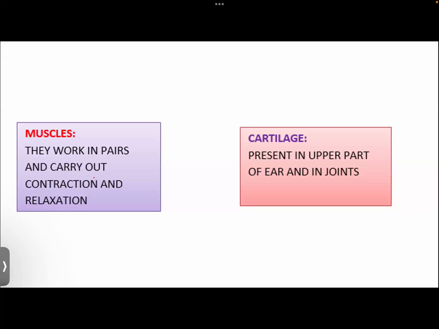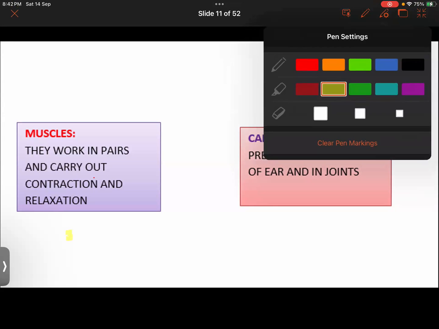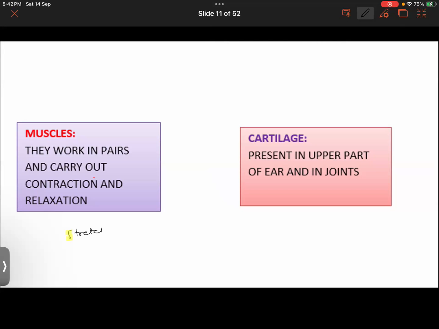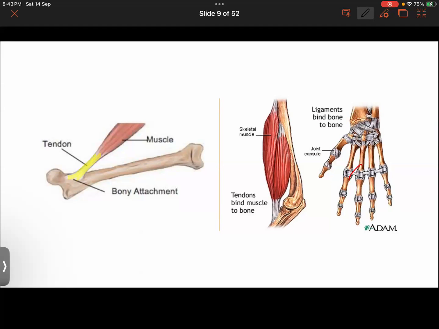So do tell me again, while our hand was stretched out, at that time, the biceps, they were relaxed or they were contracted? They will be relaxed. Okay. And what about the triceps? They will be contracted, while biceps they are relaxed. So whenever movement will be taking place, at least one of them will be relaxing, other one will be contracting. That's how we'll be able to do movement between the two bones.